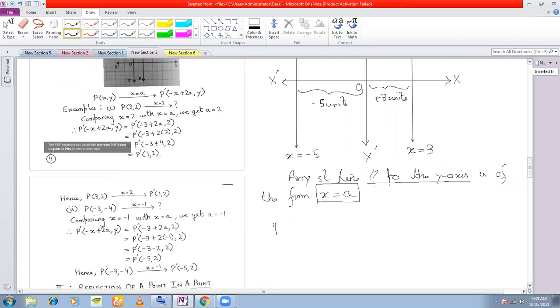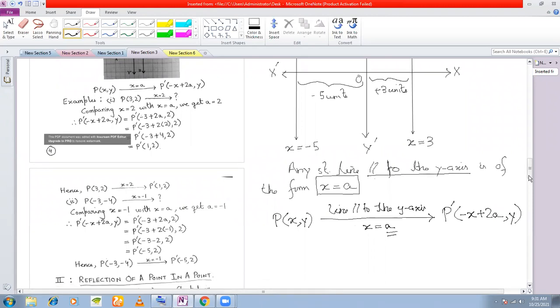So the point P(x, y) when reflected in a line parallel to the y-axis, or let's say the line x is equal to a, this point will transform to p dashed. In the earlier case, you were changing the sign of the y coordinate. Here you change the sign of the x coordinate from plus x to minus x, and because you have x is equal to a here, you add plus 2a, and you keep the y coordinate same.